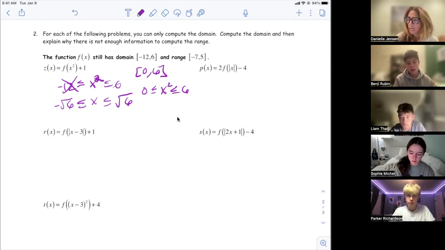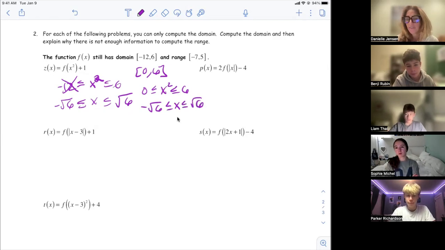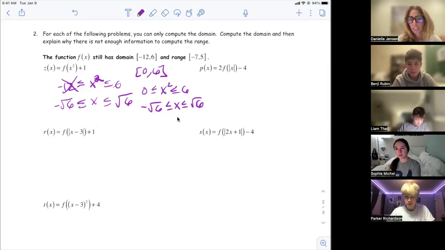Yeah. So it will still be negative root 6 to root 6, but because I haven't lost any of that range, because I'm still going to be putting in values that will make the domain be 0 to 6, which incorporated all of my range, I can actually find the range. So I'm not crossing off anything to the left of the y-axis.